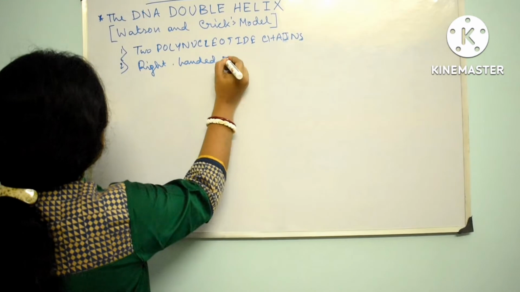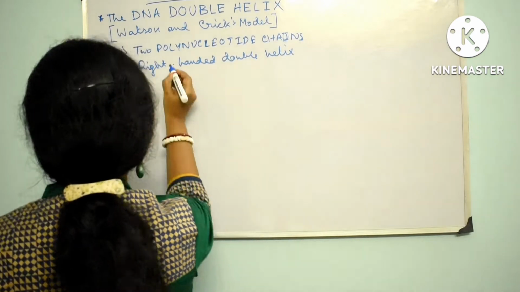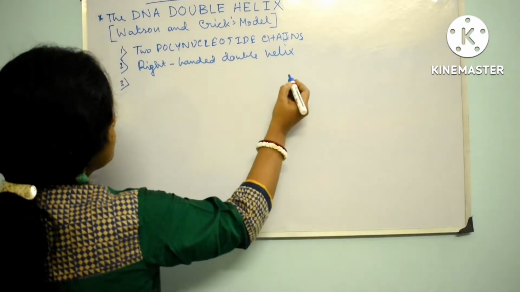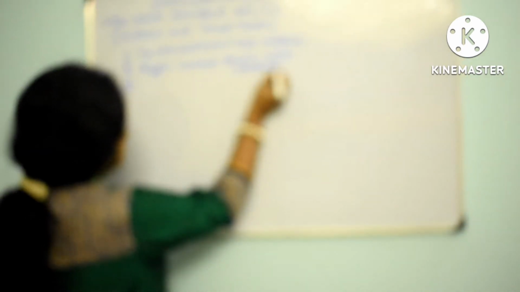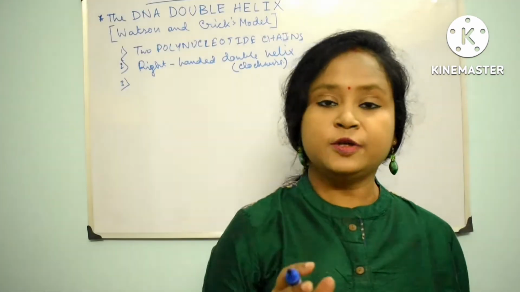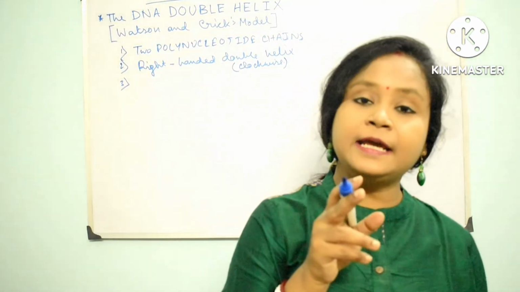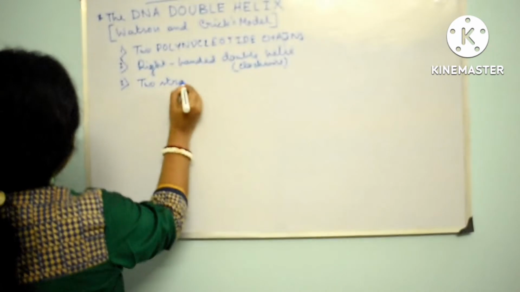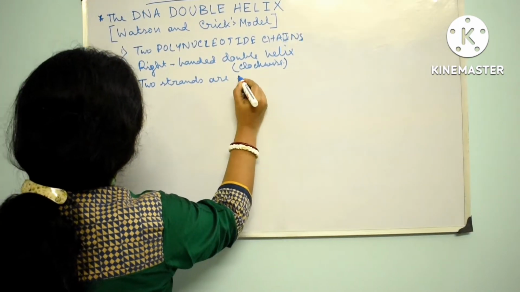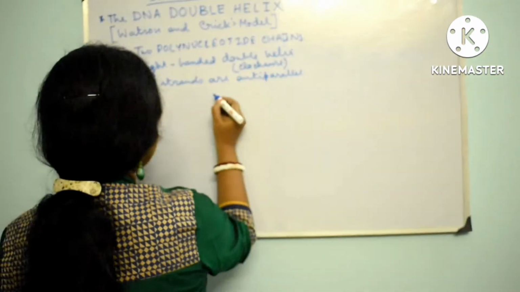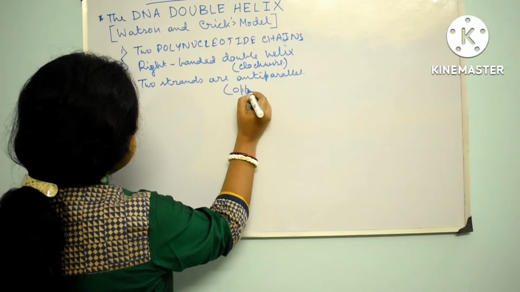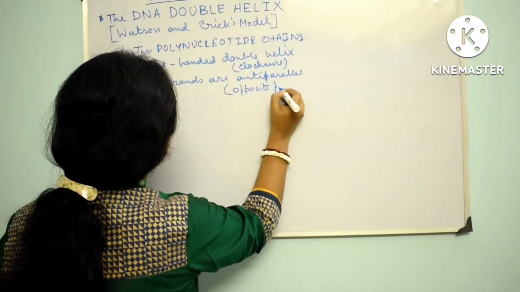Right-handed double helix fashion. Right-handed means clockwise. And the two strands are anti-parallel. Anti-parallel means opposite polarity.